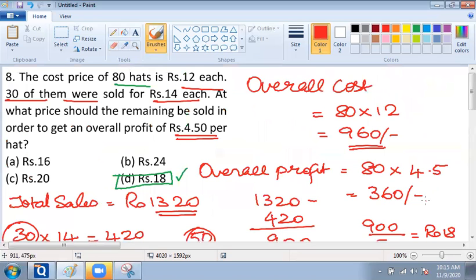Like that, the calculation goes. Anyhow, the question asked at what price the remaining should be sold. We have identified that it should be sold for rupees 18 per hat. Option D will be the answer for this question.